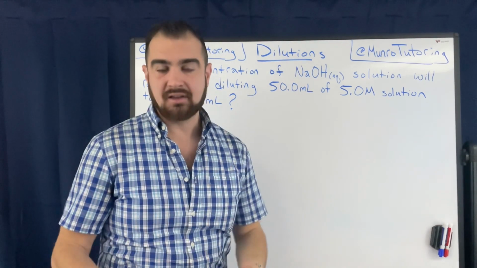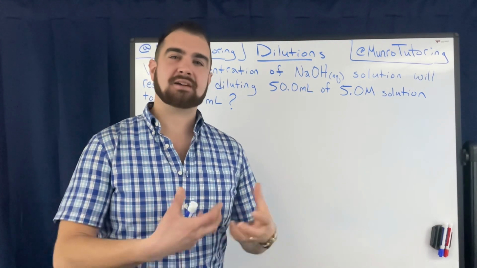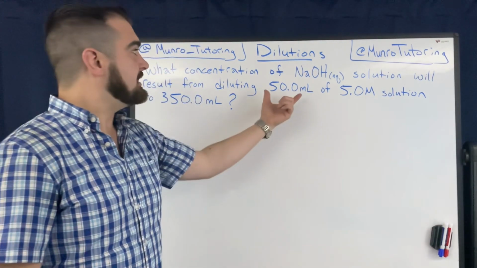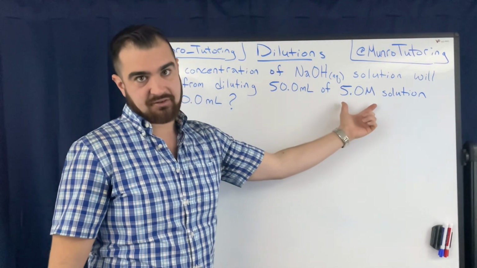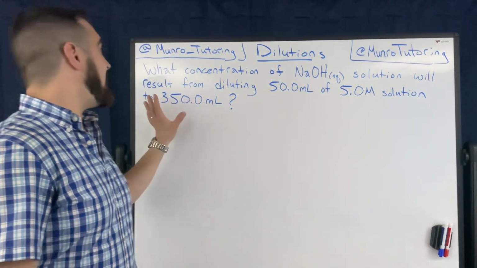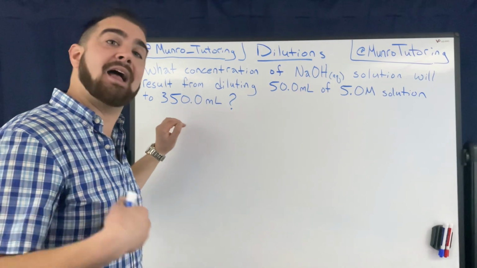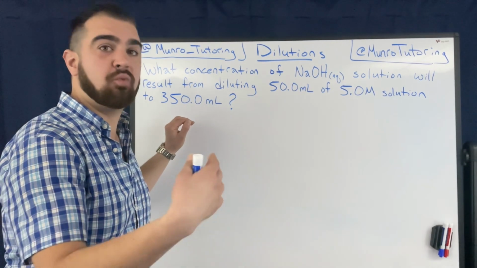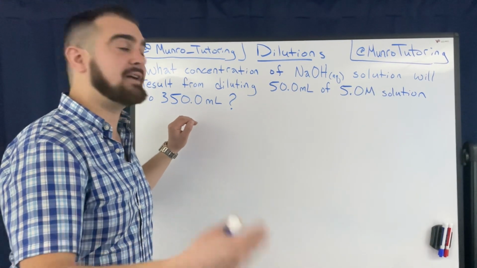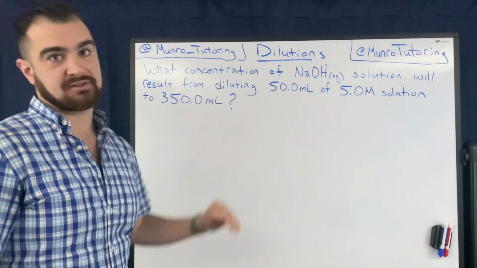So what is diluting? It's basically when you make something less concentrated, right? So we're taking 50 milliliters of concentrated stuff, relatively concentrated. We're going to add, they don't phrase it this way, but we're going to add 300 milliliters of water to end up with a final volume of the 350 milliliters, okay?